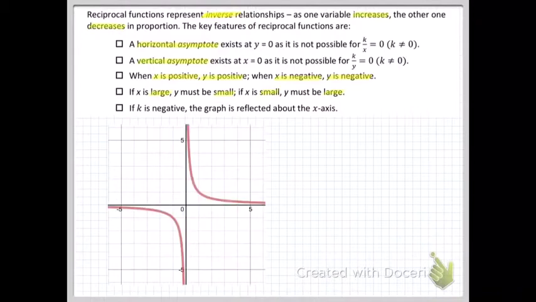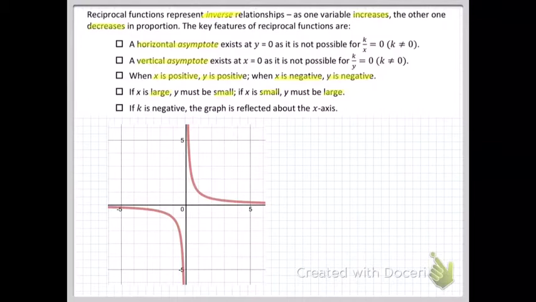Okay, so here's a simple graph. This graph is actually of y equals 1 over x. And you can see there's an asymptote along the x-axis and an asymptote along the y-axis, and the graph is only in the first and third quadrants.